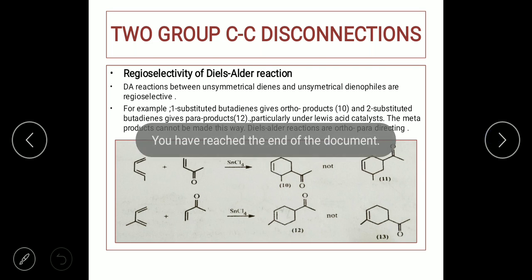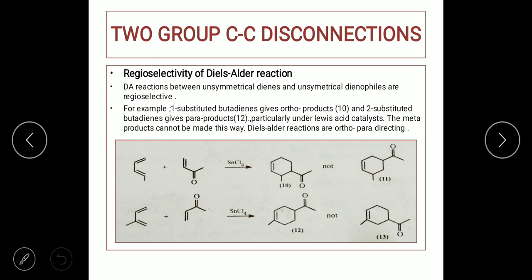Okay, so these are some of the basic concepts in Diels-Alder reaction. You can make use of these reactions whenever you come across examples for retrosynthetic analysis, wherein you can do the Diels-Alder reaction, since this is also a two-group C-C disconnection.